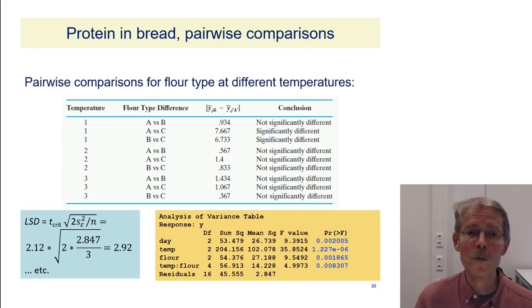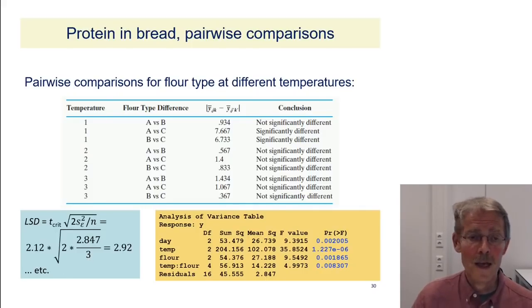So it appears that this is where your interaction is coming from. Okay, pairwise comparisons. Here I asked for pairwise comparisons between types of flour within each temperature. Here I've calculated the LSD, same formula as before, with the mean square error as the estimate of sigma epsilon square. And now, remember, we have 3 days. We have all treatments at each day. So each combination of a temperature and a type of flour appears once on each day. That's 3 repeats of each treatment. So that's the 3 here.